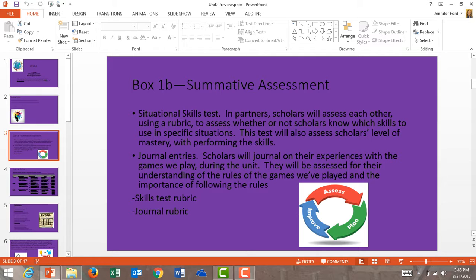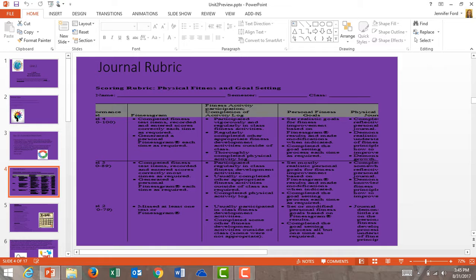Of course, we're PE teachers. Skills test, and I have a rubric for the skills test. I actually have copy and pasted some of the rubrics in further slides. I know, so exciting, but I thought it might be nice to see. Also, I have a journal rubric for this. So with that being said, here's the journal rubric.